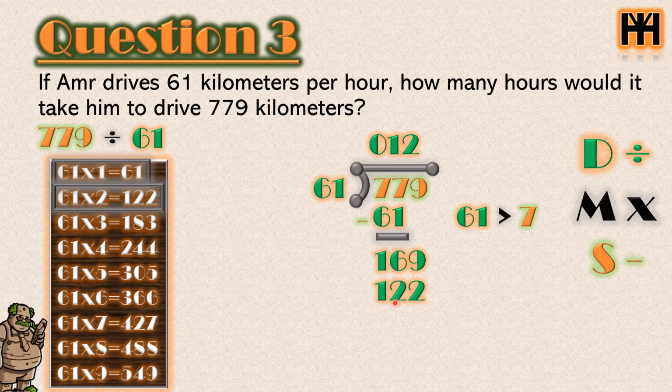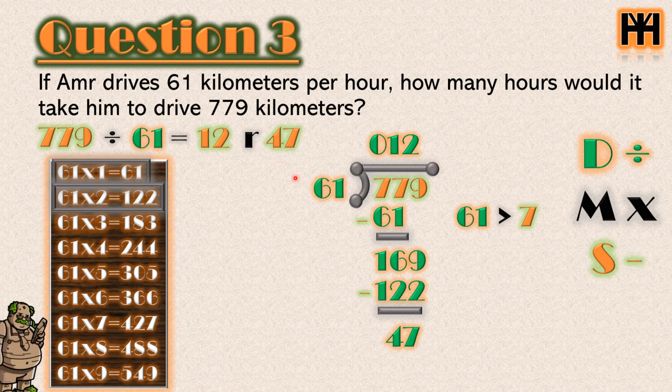61 times 2, it's 122, then the subtract. Okay, so 169 minus 122 is 47. So that's it. The result is 12, and the remainder is 47.